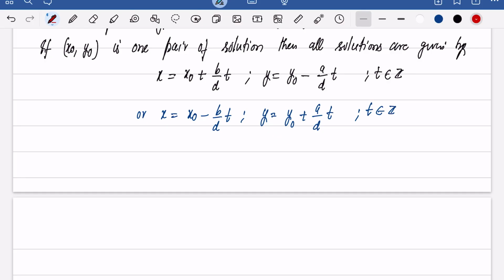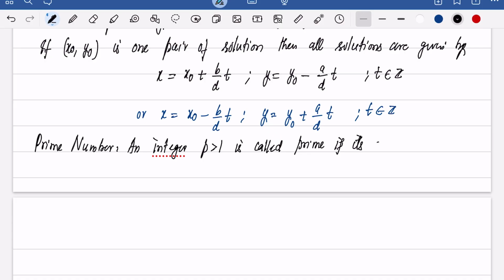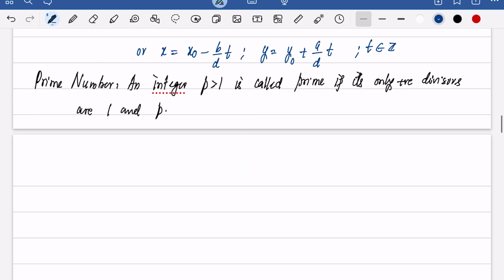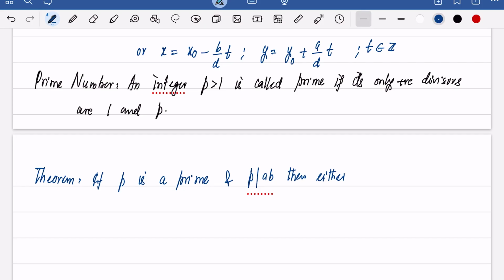Now let's define the prime numbers. An integer, which is denoted usually by p, must be greater than 1, and is called prime if its only positive divisors are 1 and p. Now the theorem regarding prime numbers: if p is a prime and p divides a into b, then either p divides a or p divides b.